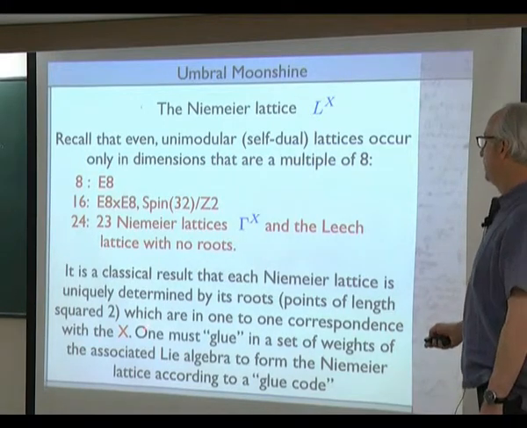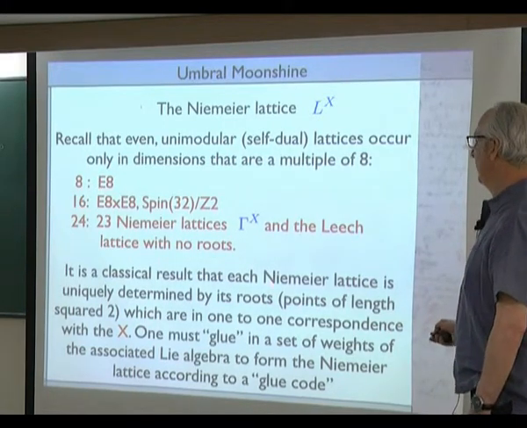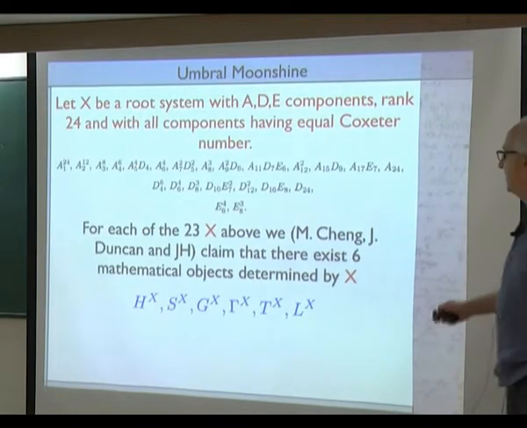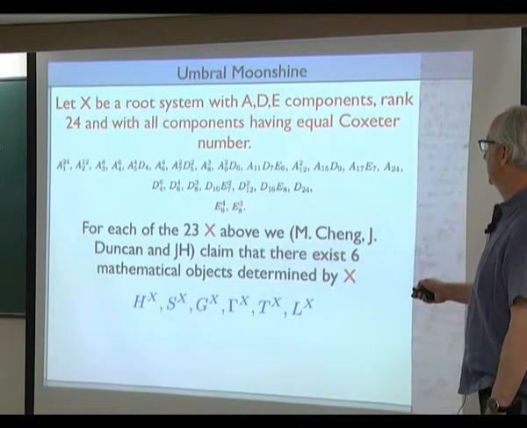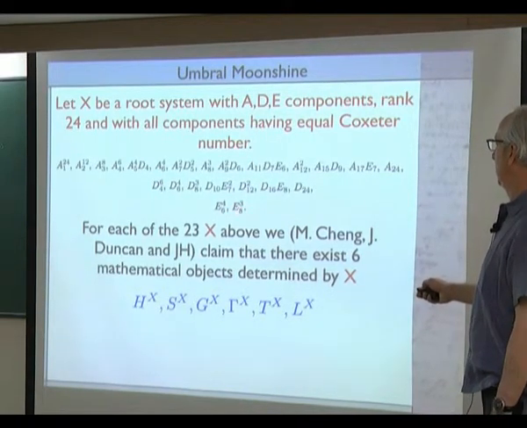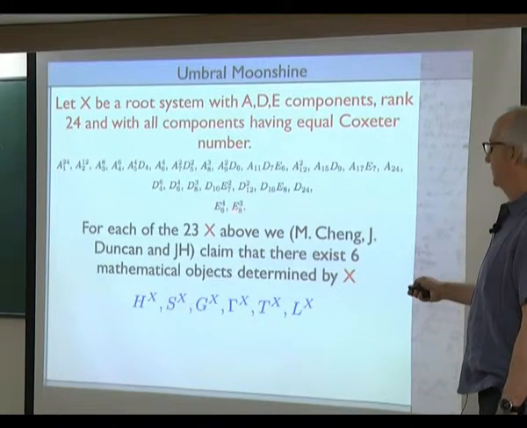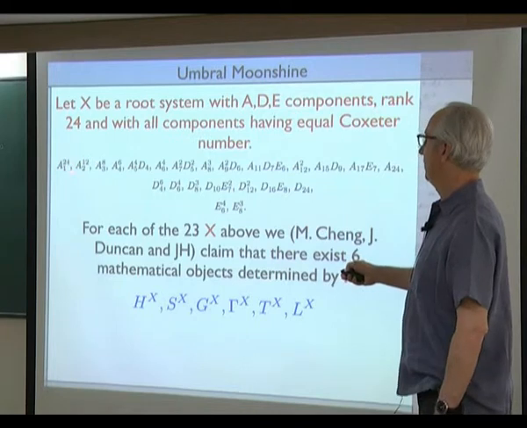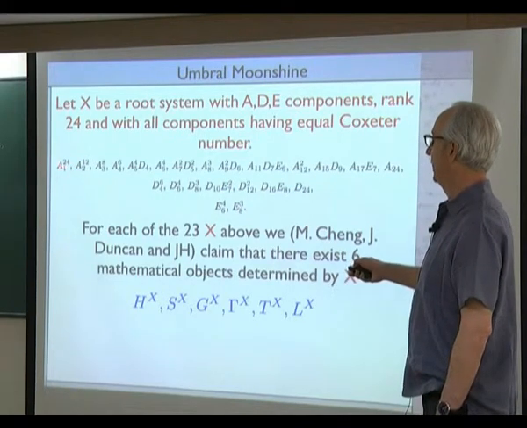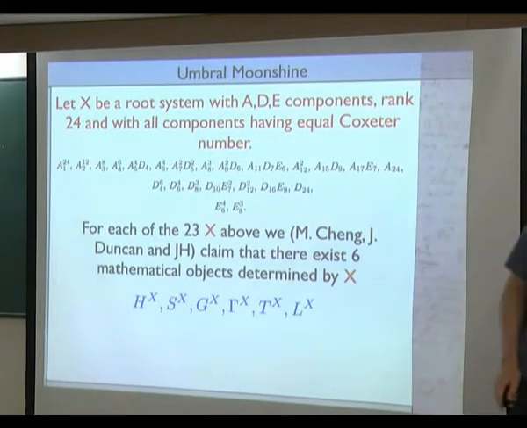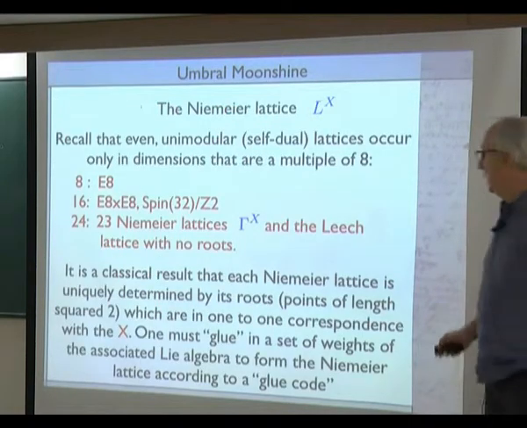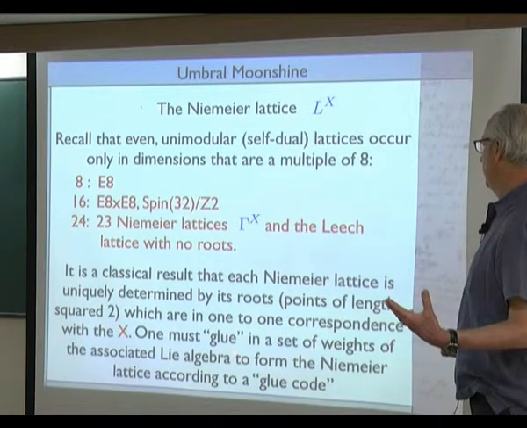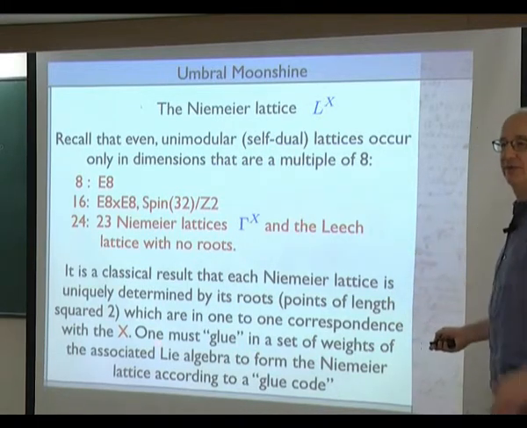Now, that does not in general mean that the Niemeyer lattice is the same as the root system. There's one case where that's true. If I take the E8 lattice, that's an even self-dual lattice. And if I take 3 copies of that, that's also even self-dual. But if I take A1 to the 24th, that root lattice is not an even self-dual lattice. So what you need to do is add in certain weights in such a way that you construct a self-dual lattice.